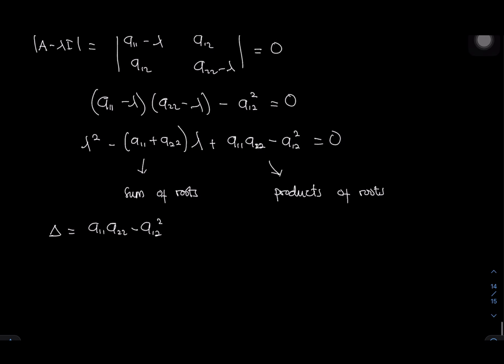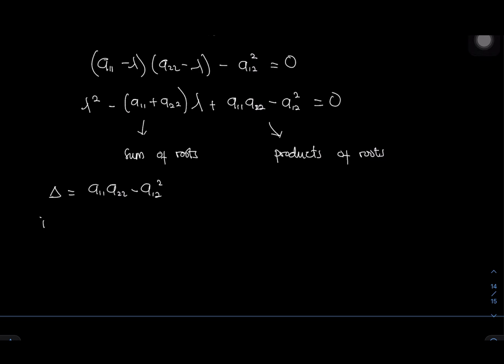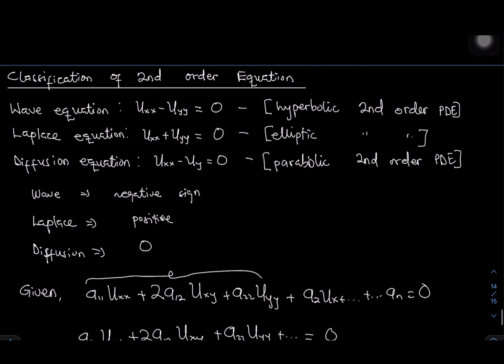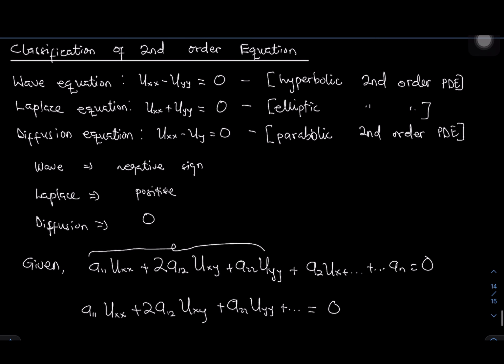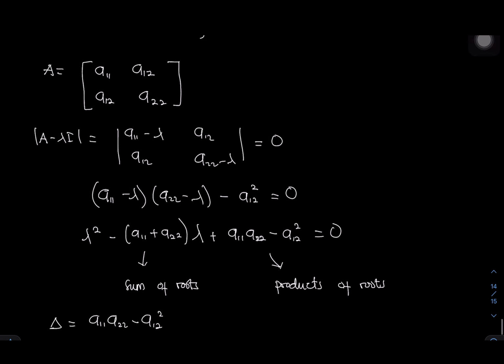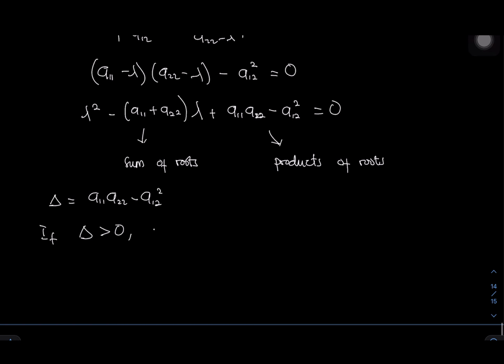So it means that if this delta is greater than 0, what happens? It means that you have a positive sign joining the second order terms. And if you have a positive one, we have an elliptic second order PDE, right?